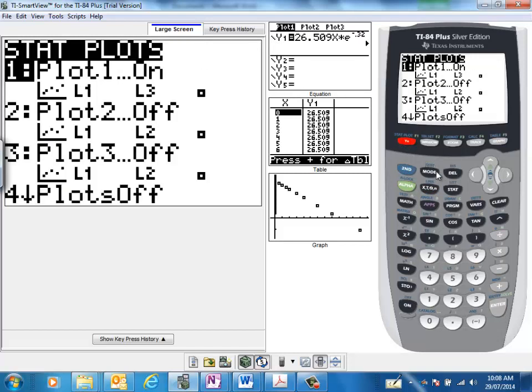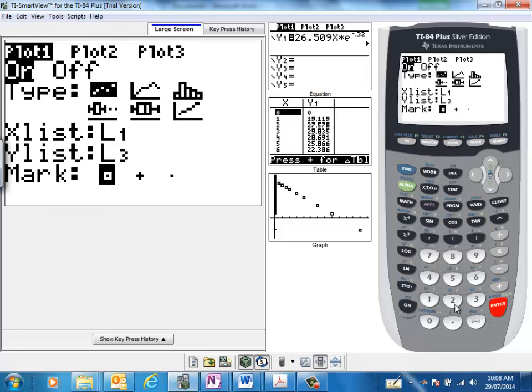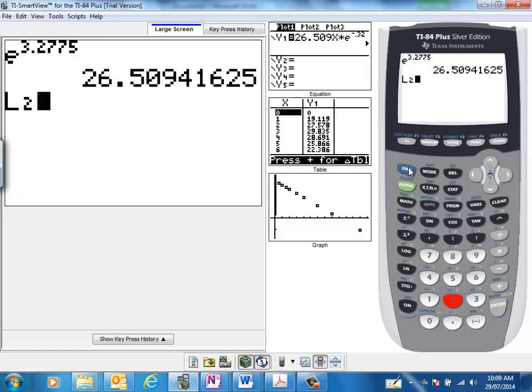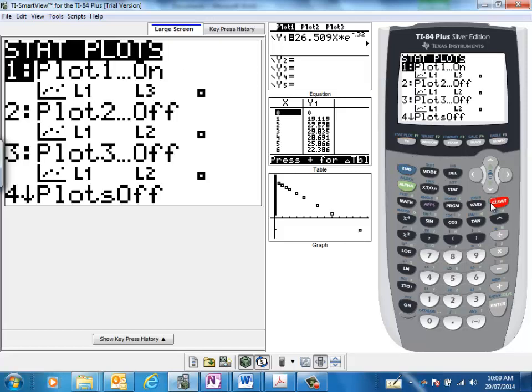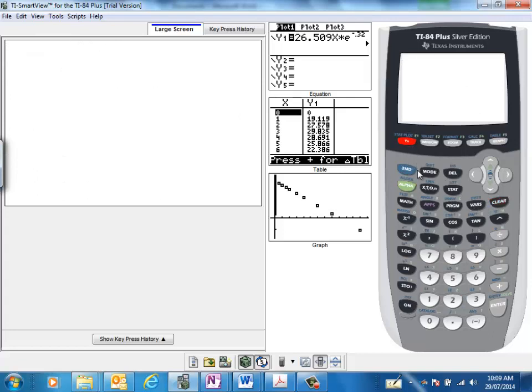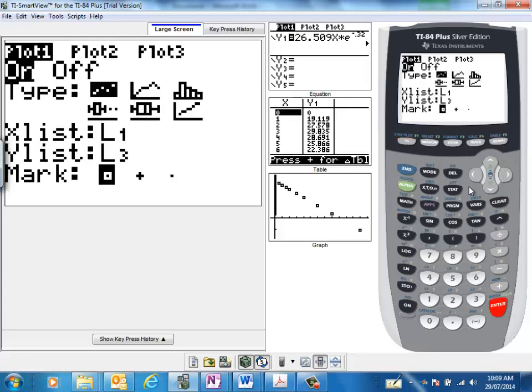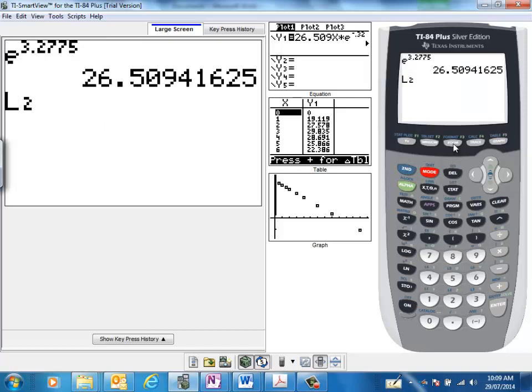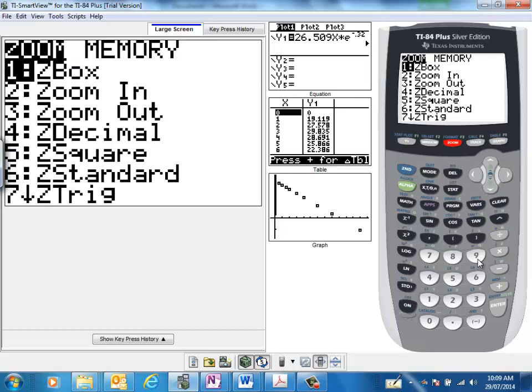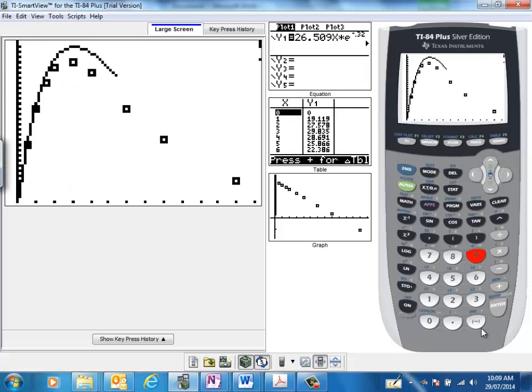Okay, I need to go back to my stat plot and make that list 2 again. Go back to my stat plot and make that list 2. I need to graph it. Zoom 9. And you can see my model is a little bit over the top of it, but it's not too bad.